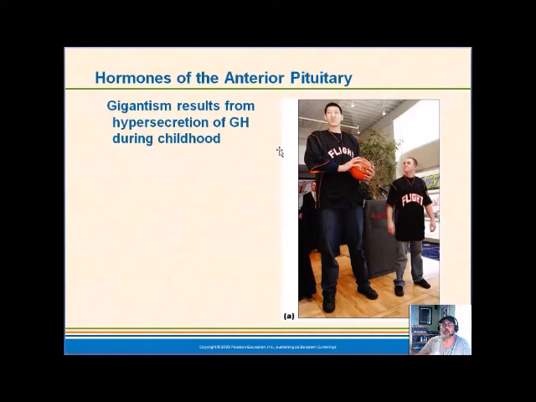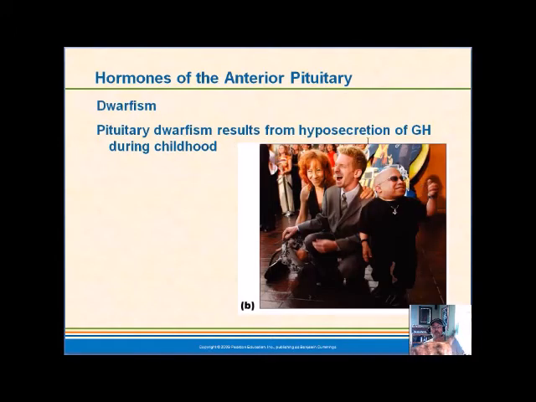So here's an example of gigantism, which results from that hypersecretion. This is a normal-sized man here. This is one of the tallest people in the world, and he had a hypersecretion of the hormone during childhood before puberty. This is when you have a hyposecretion, that is, you don't have enough growth hormone during childhood. And there's Mini-Me as an example, also known as Verne Troyer.